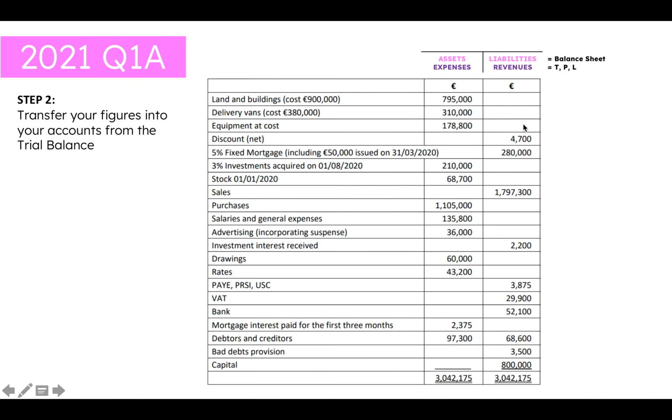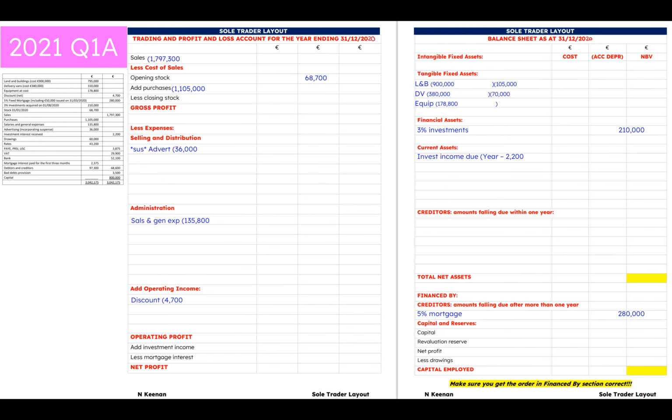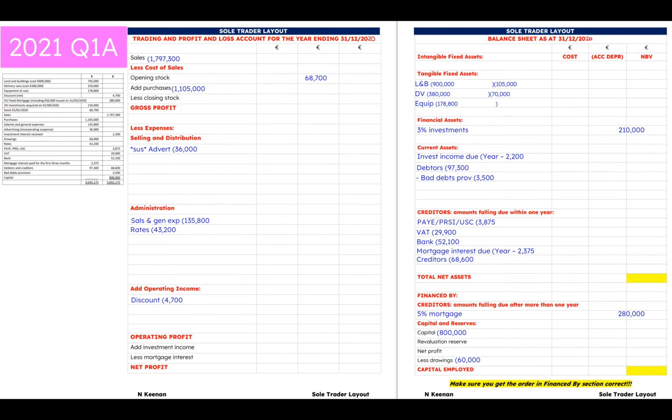Okay, so you can pause the video now and attempt to put everything in where you think it belongs. Okay, but if you don't, this is where everything will go, and then I'll show you how I entered it into the accounts. Okay, so again, you want to pause, feel free. Okay, so that is everything. That is step 2, fully completed when you've got your figures from the trial balance into your accounts.